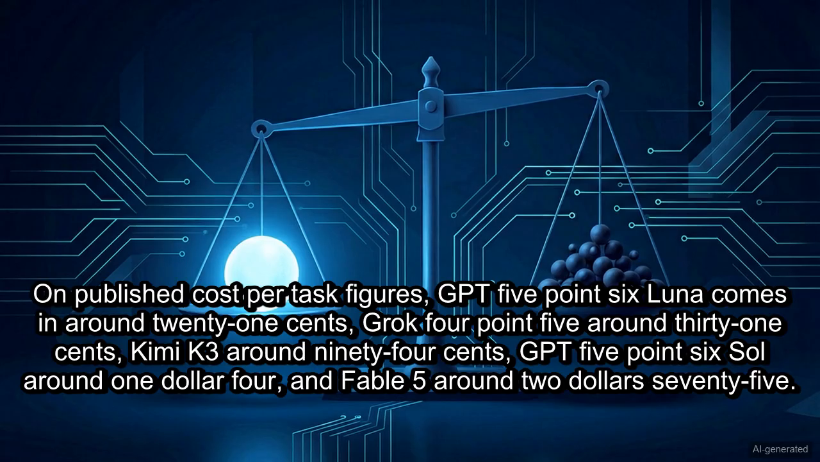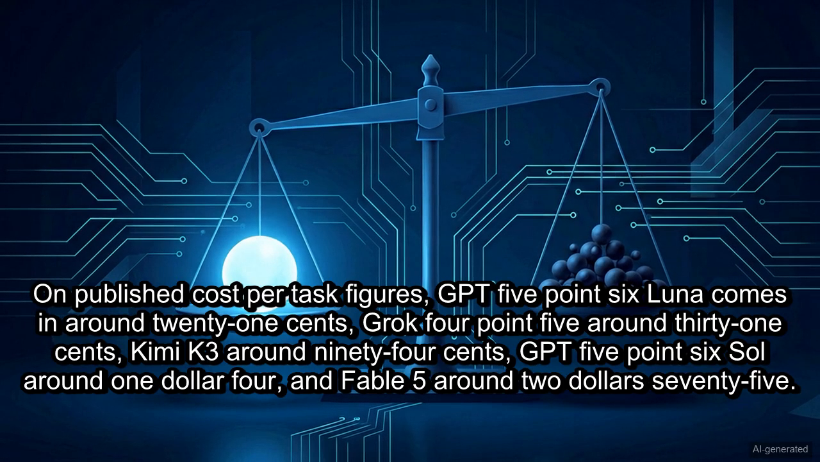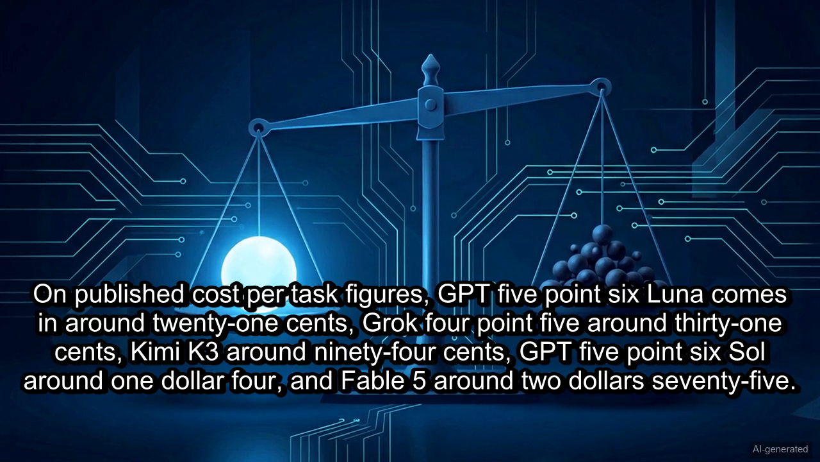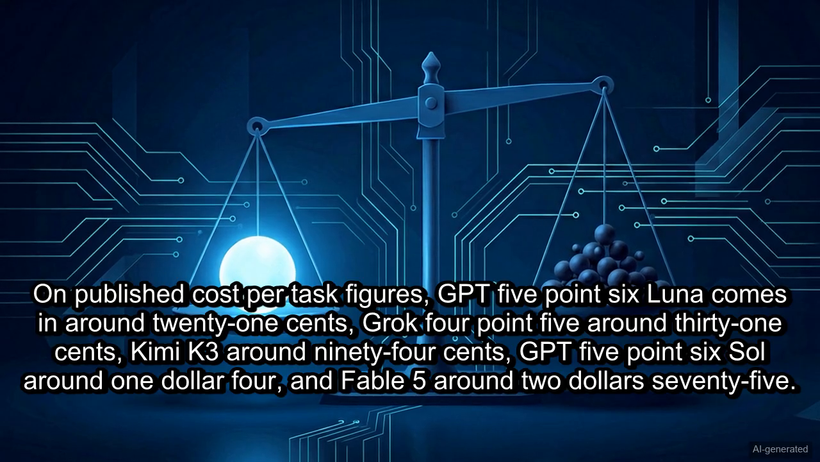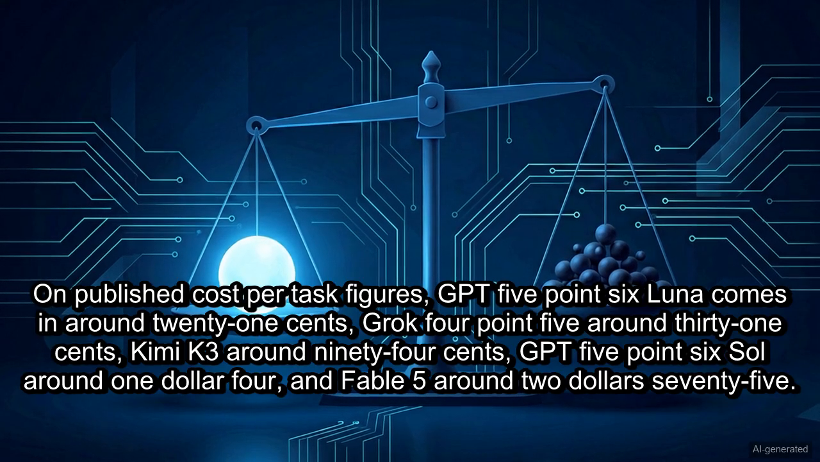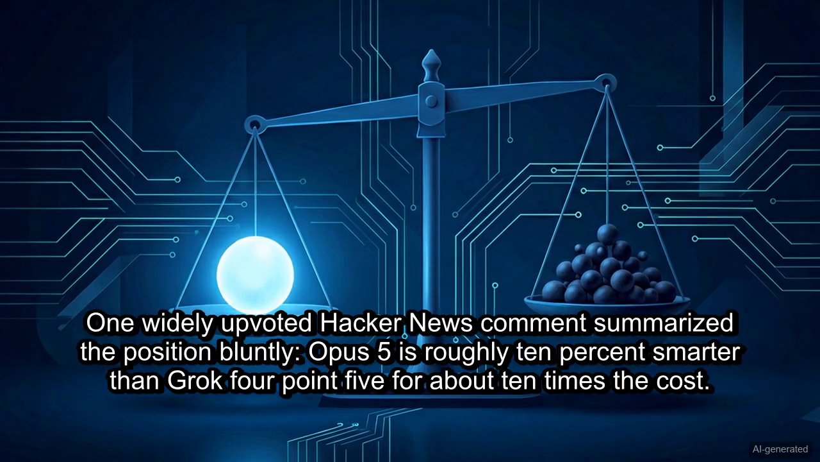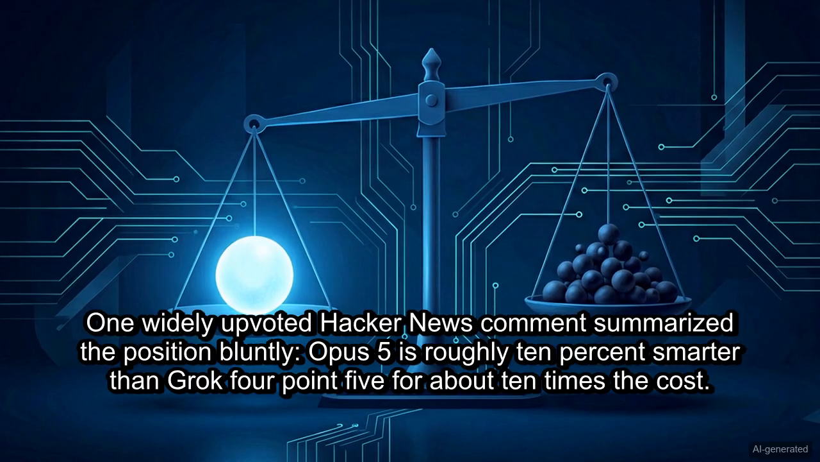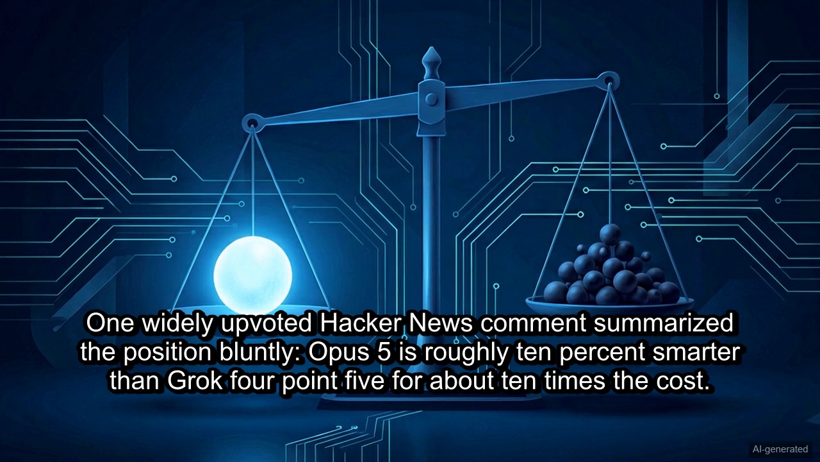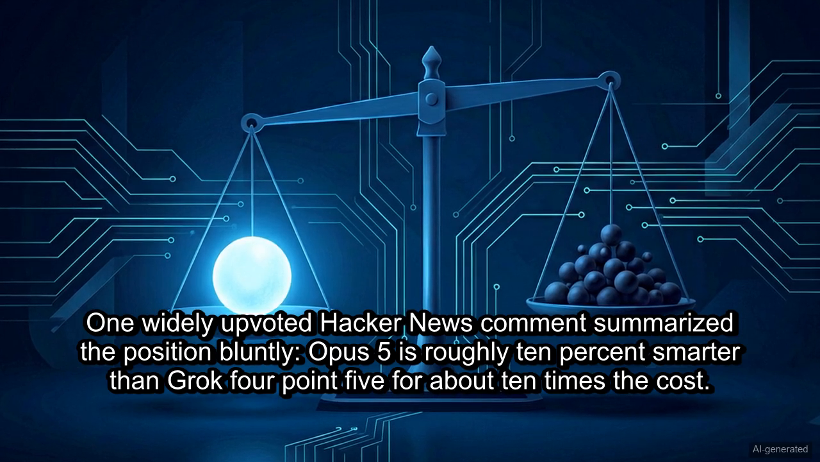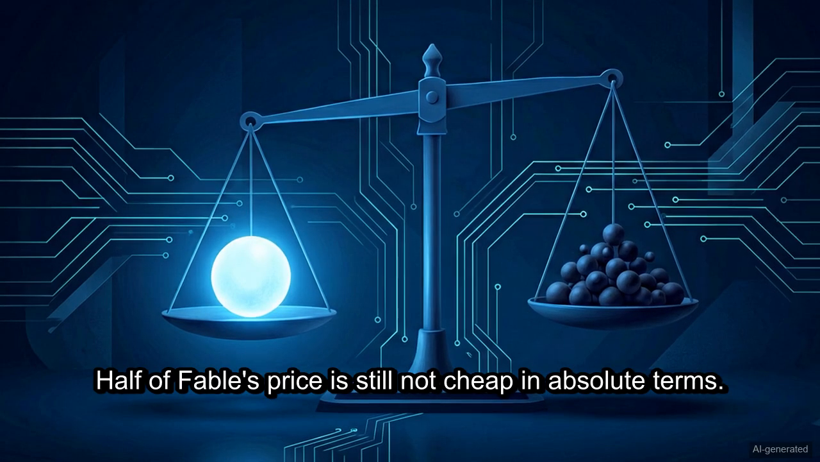On published cost per task figures, GPT 5.6 Luna comes in around 21 cents, Grok 4.5 around 31 cents, Kimi K3 around 94 cents, GPT 5.6 Sol around $1.04, and Fable 5 around $2.75. One widely upvoted Hacker News comment summarized the position bluntly. Opus 5 is roughly 10% smarter than Grok 4.5 for about 10 times the cost. Half of Fable's price is still not cheap in absolute terms.